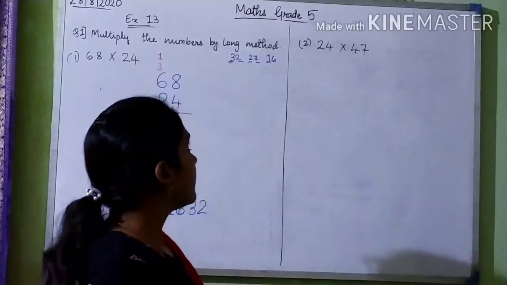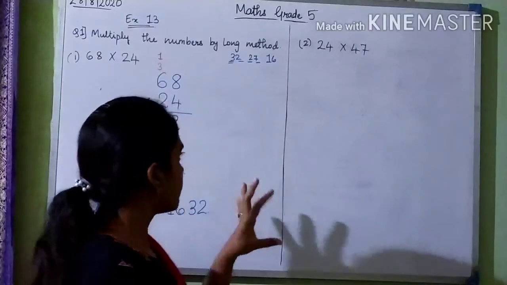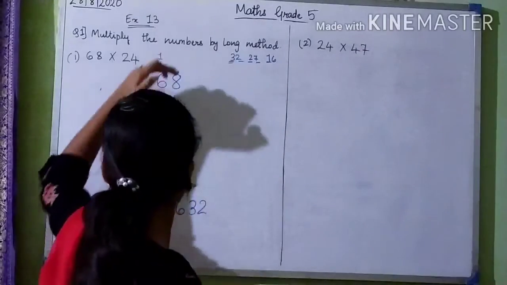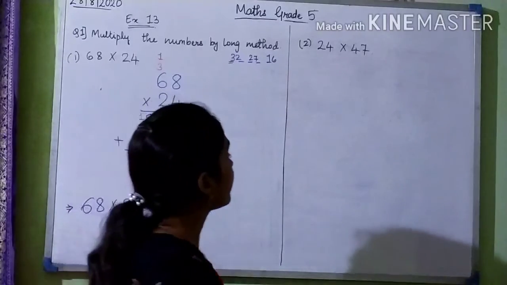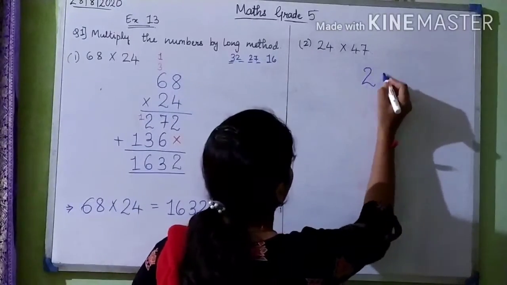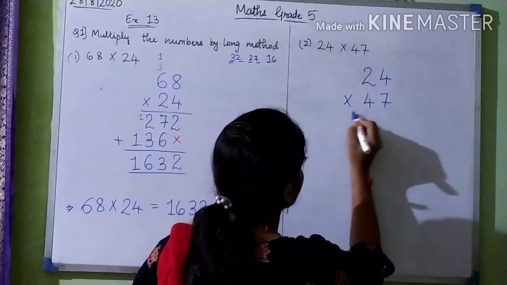Okay. Now we go to the second question. The second one is 24 multiplied by 47. So similarly we do. First we write them in vertical order. Okay. I write them vertically. So the first number is 24 multiplied by the second number is 47.